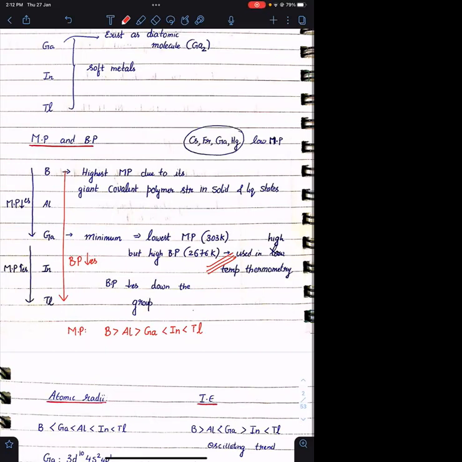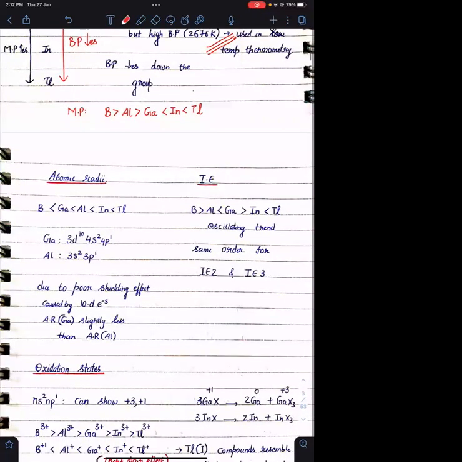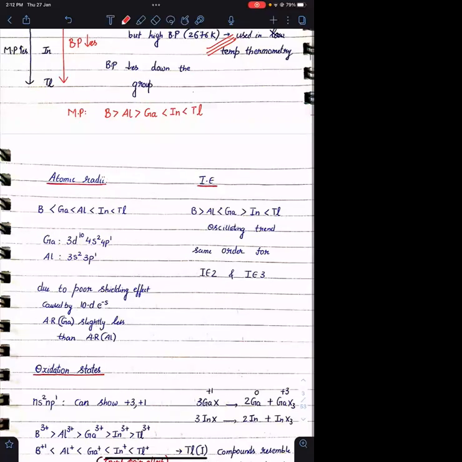Okay. Next, atomic radii. Group 13 elements के atomic radii में हमने एक exception देखा है periodic properties में, if you remember. What is that exception? If you write the configuration of gallium, it is 4s2 3d10 4p1. And if you write the electronic configuration of aluminium, aluminium is 3s2 3p1.